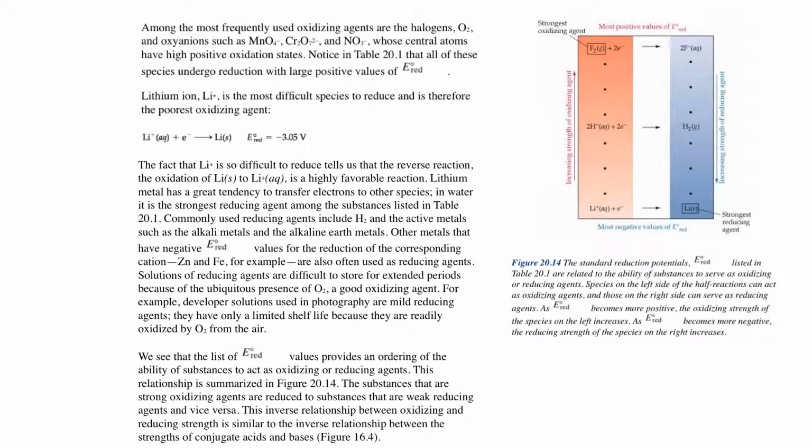Species on the left side of the half reactions can act as oxidizing agents, and those on the right side can serve as reducing agents. As the standard reduction potential becomes more positive, the oxidizing strength of the species on the left increases. As the standard reduction potential becomes more negative, the reducing strength of the species on the right increases.